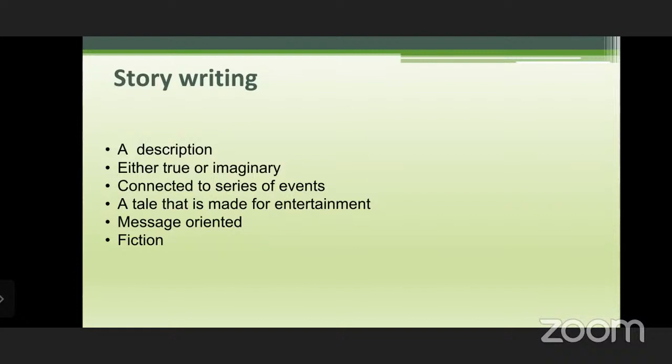So story writing is a description. Either it is true or imaginary, it must be connected to a series of events. It must contain the order of events when you are writing a story. It is also a tale that is made for entertainment. For example, there are many tales like the Panchatantra and Akbar Birbal stories. It should also be message-oriented; it should contain some kind of message to be conveyed to the reader. It may be a fiction also.